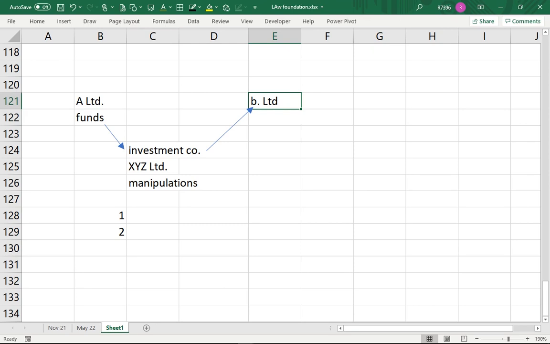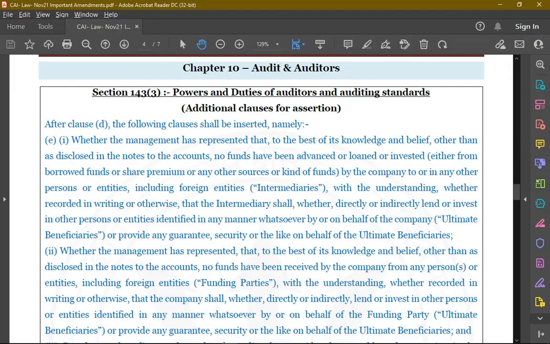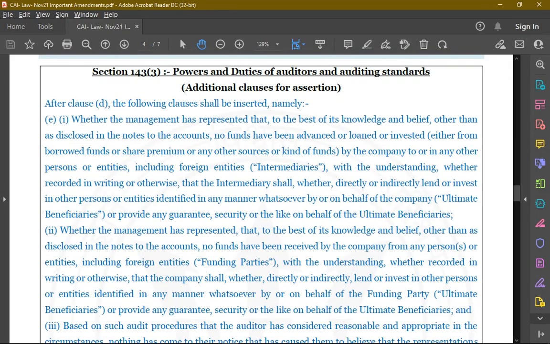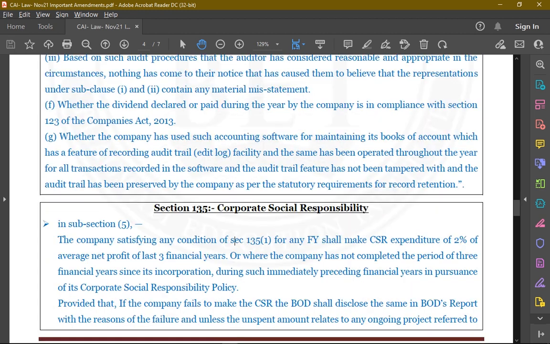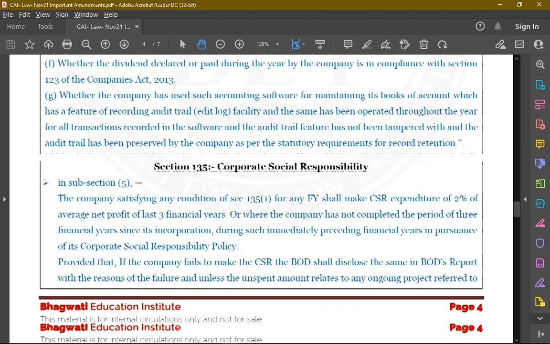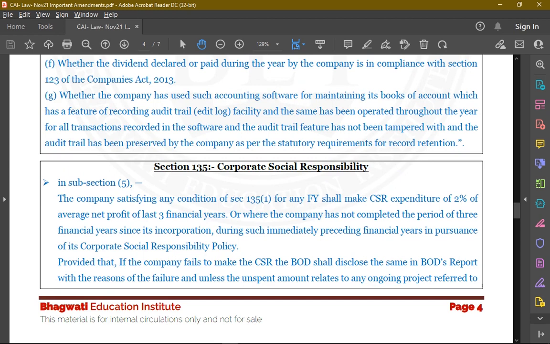They are not playing the role of any intermediary. That representation they have to take. So if you just compare these two paragraphs, by the way, these two paragraphs are inserted to control the indirect investments, just to stop the manipulations. Got it? Next major amendments are taking place, that is under section 135, that is the corporate social responsibility.